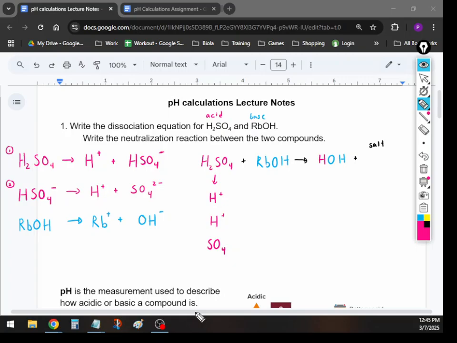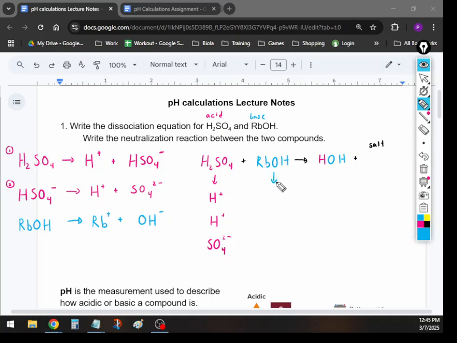Okay, and we need to figure out what the charge on SO4 is. If you take a look, SO4 is balancing out two hydrogens, which add up to +2, right? So what does SO4 have to be to balance this out? Negative 2, so 2 minus. Okay, so that's how you can figure out the electrical charge of the anion.